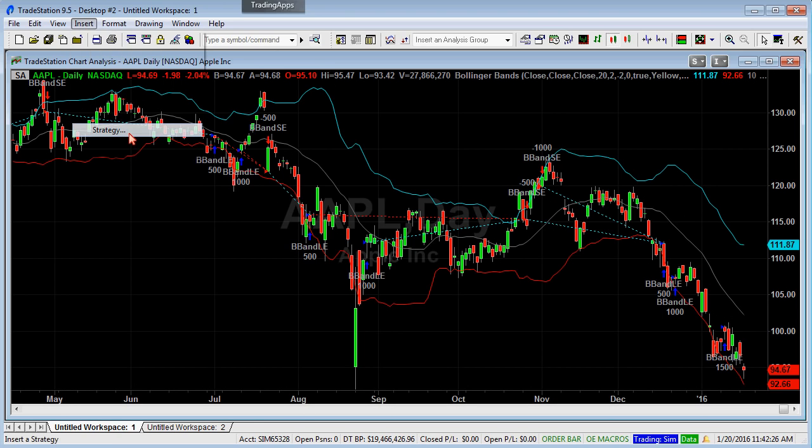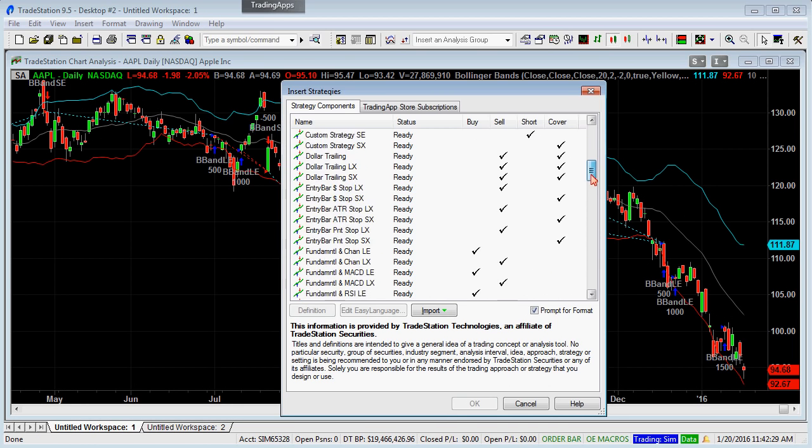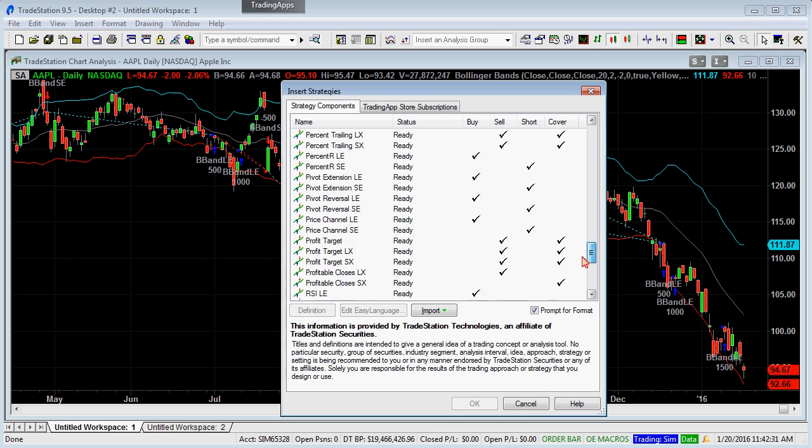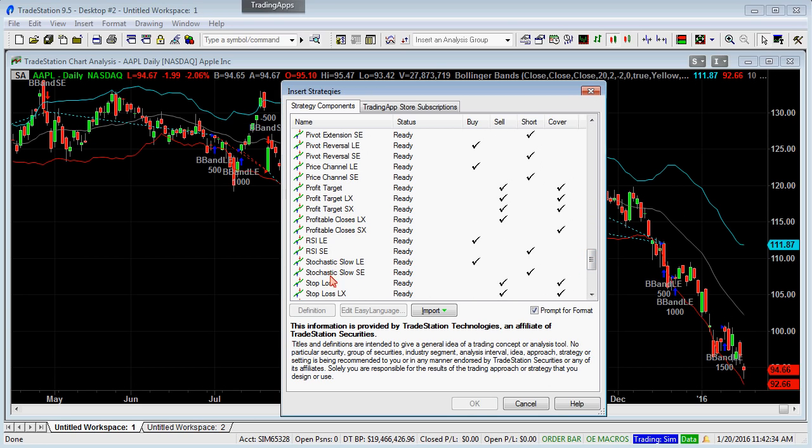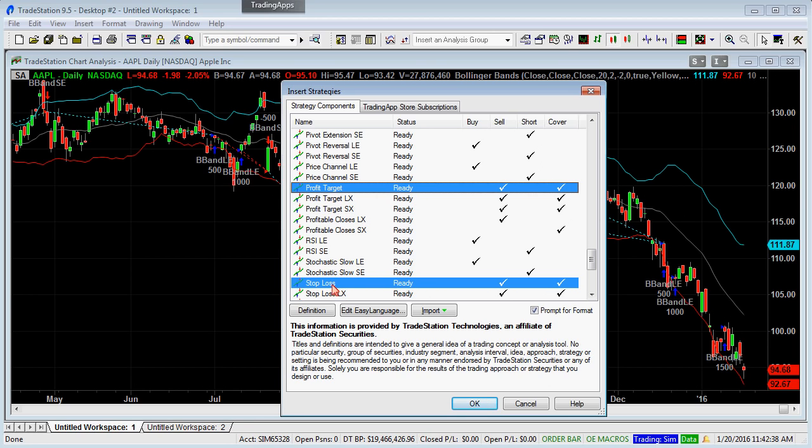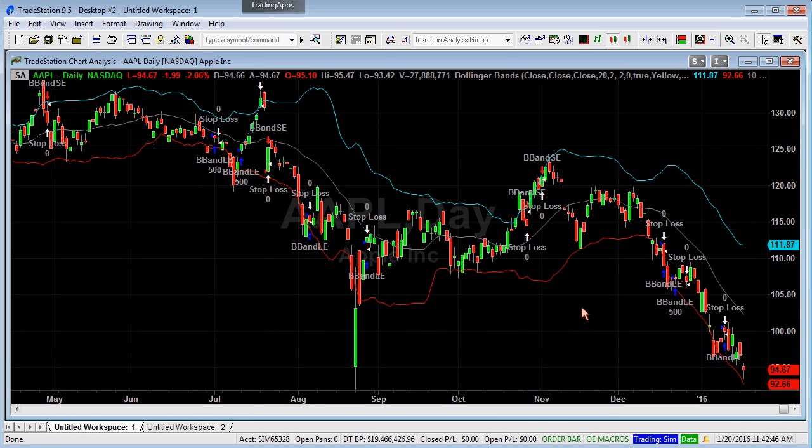Let me go to Insert Strategy. I'm going to do a stop loss, and I'm also going to combine it with a profit target. So not only have a stop loss, but I have a profit target. I'm selecting both using my Control key. I'm not going to format them. I'm just going to put them on the chart. And I have those exits on my screen.